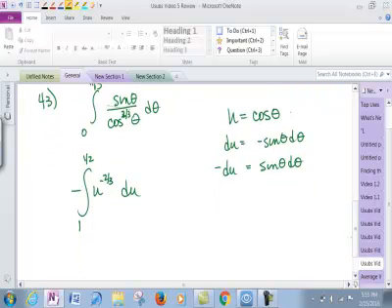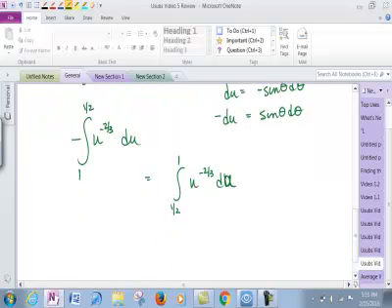Some of you might want to flip the sign here, rewrite it as the positive integral from 1/2 to 1 of u to the negative 2/3 du. Okay, that's perfectly acceptable. It's not necessary. I think when you change it here, you have less chance of losing that negative when you actually integrate. Okay, and so here we go.